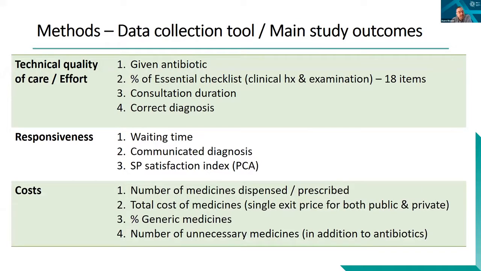And lastly, we looked at costs and efficiency. Here we looked at things like the number of medicines dispensed or prescribed, and the total cost of the medicines. We were able to do that because we had a comprehensive database from South Africa of all the drugs registered and their prices. We looked at the percentage of generic drugs and also, in terms of wastage, how many unnecessary drugs were given.